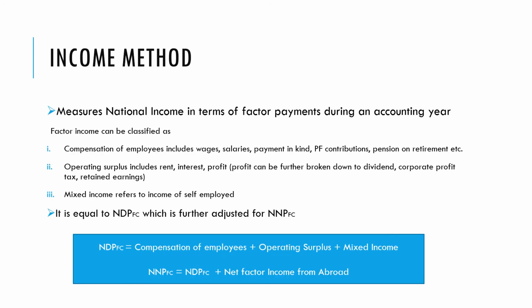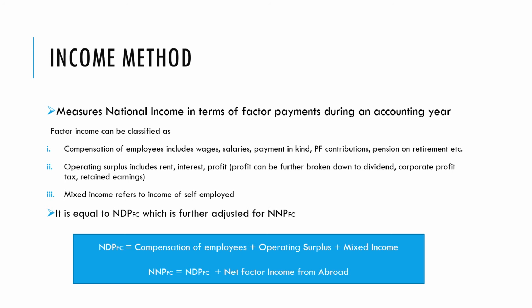Let us look at the second method of calculating national income. This is called income method. Income method measures national income in terms of factor payments during an accounting year. Here, the factor income can be classified into three subparts. First one is compensation of employees, which further includes wages, salaries, payment in kind, PF contributions, pension on retirement, etc. Second is operating surplus, which includes rent, interest, profit.